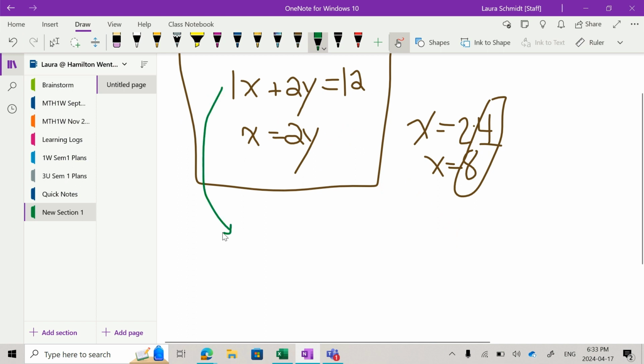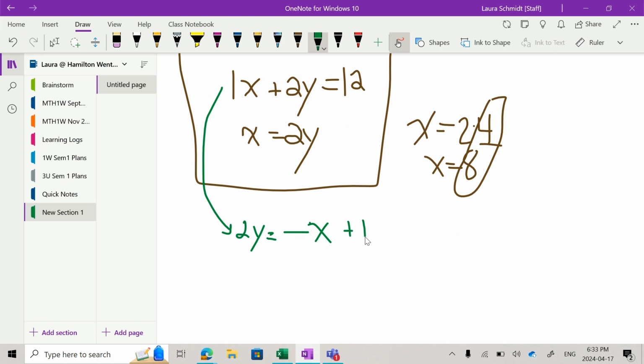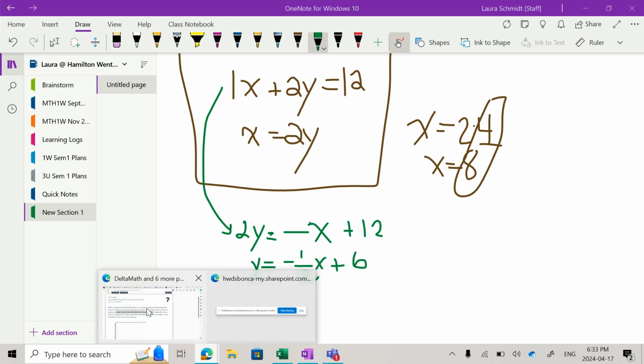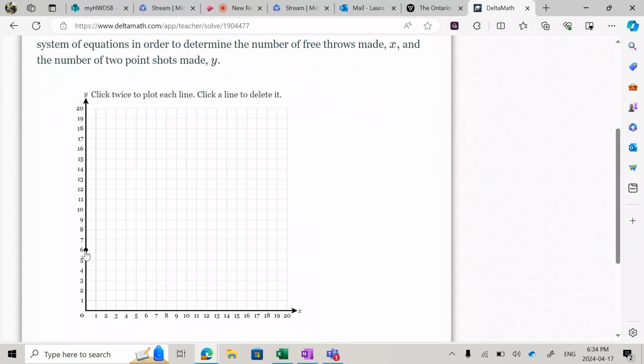So let's say you're going to put them into y-intercept form. That's my go-to. So I just want to isolate y. I'm going to say 2y equals, oops, sorry, I'm writing with a mouse, negative x plus 12. And then I'm going to divide everything by 2. So now I have y equals negative a half x plus 6. So now I want to graph that line. I've got a 6 as my y-intercept and my slope is negative a half. So 6 is my y-intercept and then I'm going down 1 over 2. So that's my first line.